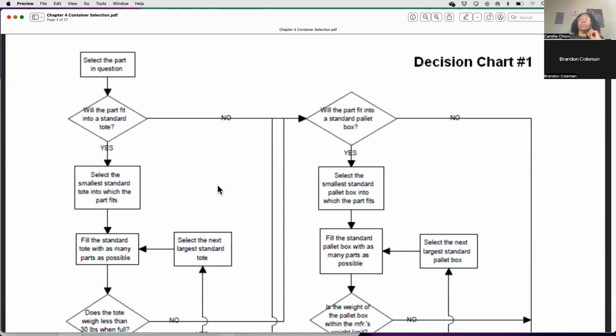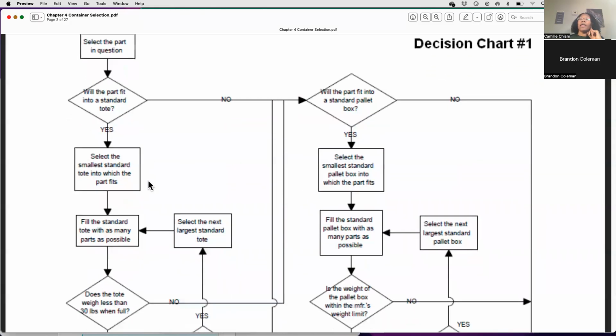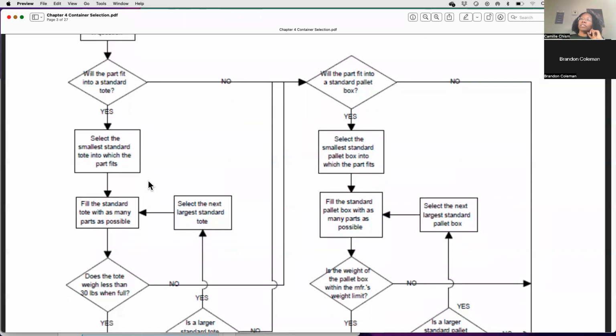So the hope is yes. Next one is select the smallest standard tote into which the parts fit. So if you have a part that is 14 inches long, then you're going to look at a tote probably that's 15 inches long on the inside dimension, somewhere in that area. And then once you do that, you try to see how many parts you can fit in that tote.